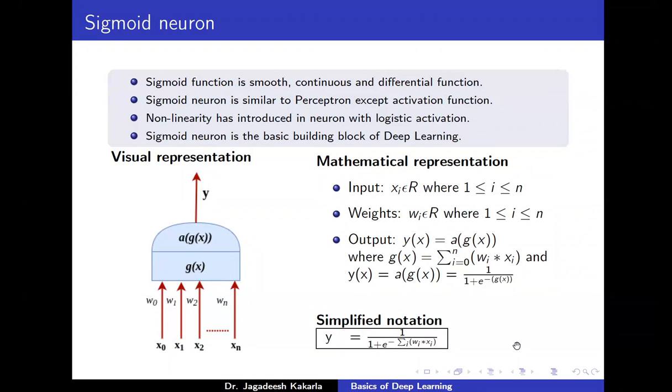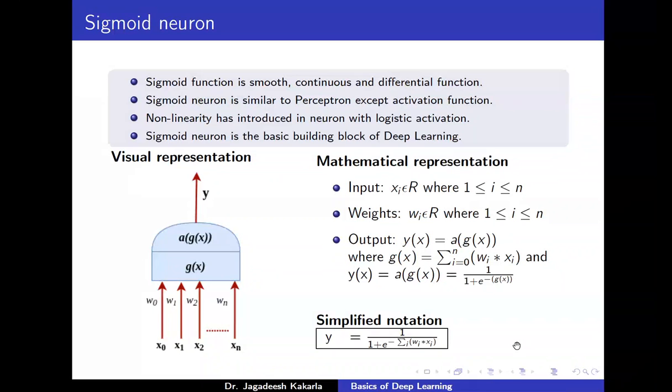The sigmoid neuron is similar to the perceptron except for the activation function. Always only the activation function will change. Non-linearity is introduced in the neuron with the logistic activation function. The sigmoid neuron is the basic building block of deep learning. Now, you are studying CNN, and in CNN we will use sigmoid neurons only.